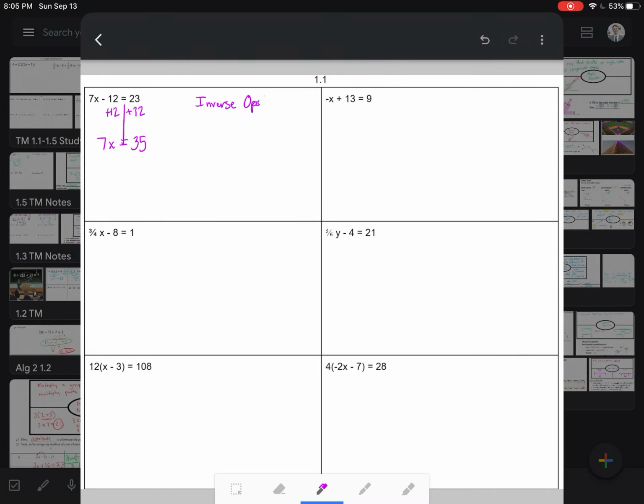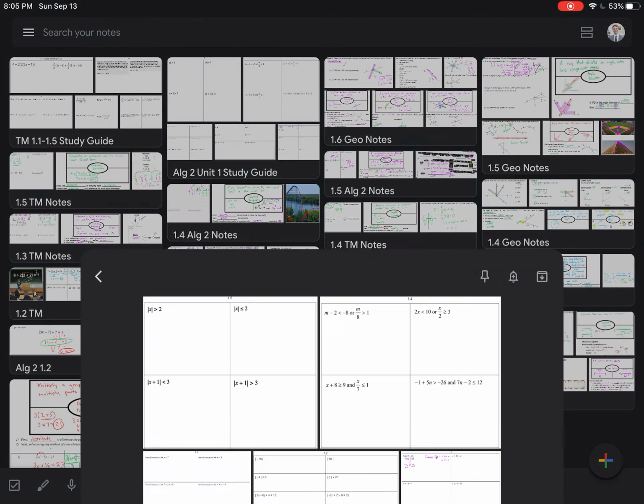So inverse ops, some things to think about. If we see addition, we're going to use subtraction. If we see multiplication, we're going to use division, and the same thing here. That is why I had subtraction here, and that's why I chose to use addition here. Next, 7 times x, so the opposite of multiplication, as we see up here, is again division. That is what I'm going to use for that one.